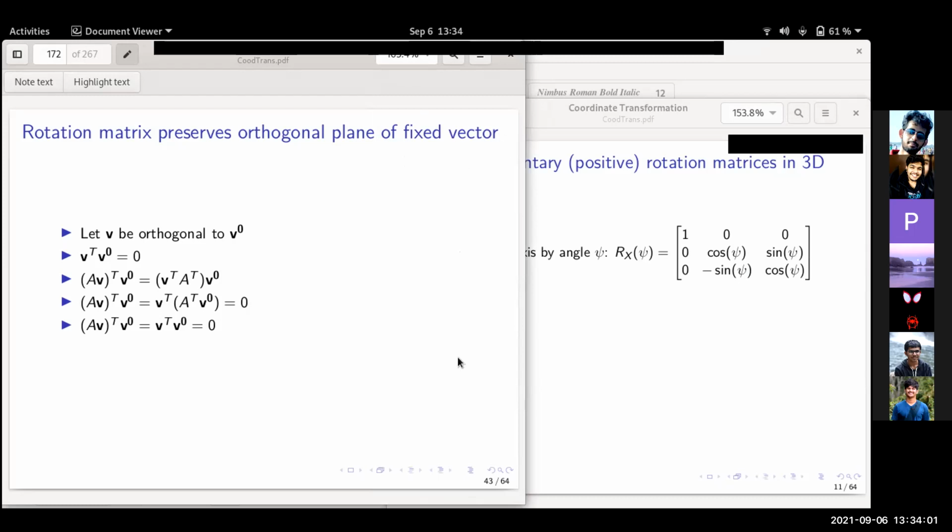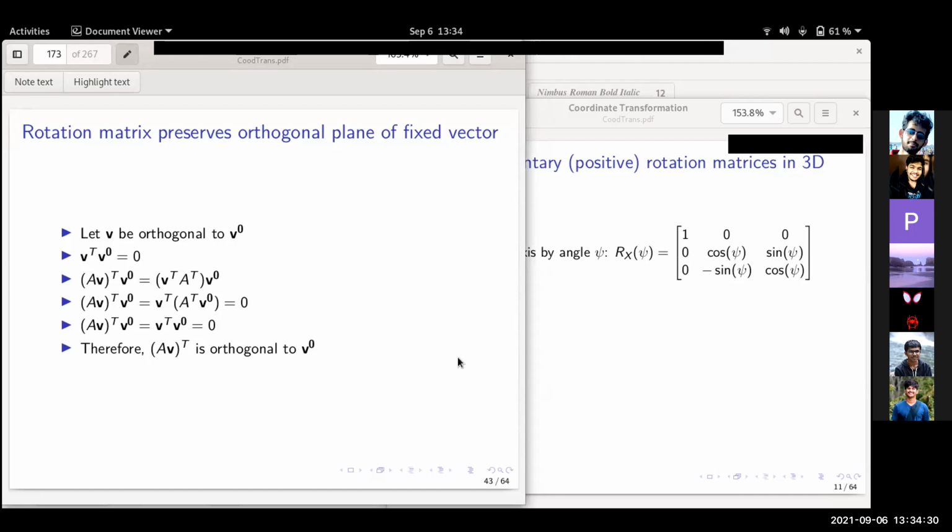You may probably have to go back and think once or twice, and you will get it. This abstraction is always slightly confusing, but don't worry about that. Once you imagine it for some time, it will come to you. So the statement is A times V is orthogonal to V naught. If V is orthogonal to V naught, A times V is also orthogonal to V naught.